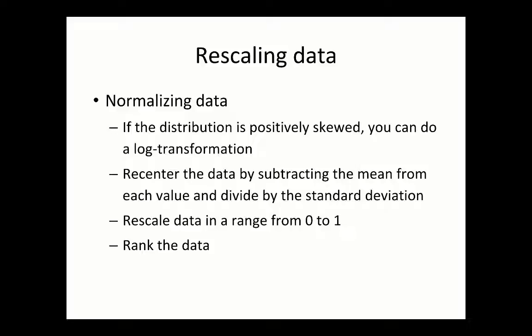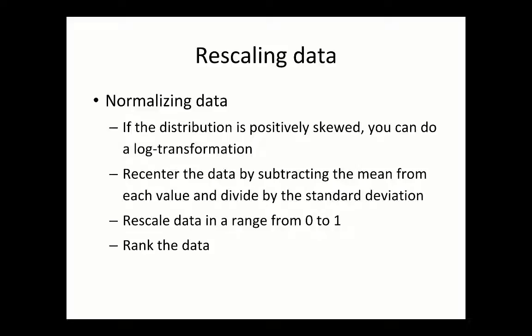Another step in the data prep is rescaling data. When you find that your data does not fall within a normal distribution, you may have to normalize the data using a rescaling method. When you have numeric data that is positively skewed, you can do what is called a log transformation. Essentially, if you take the natural log of each numeric data value, this will rescale the data into a normal distribution.